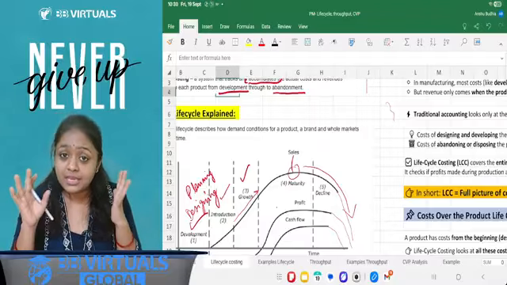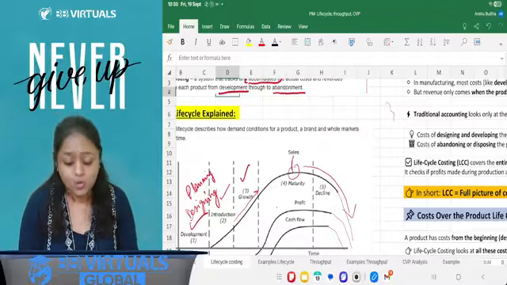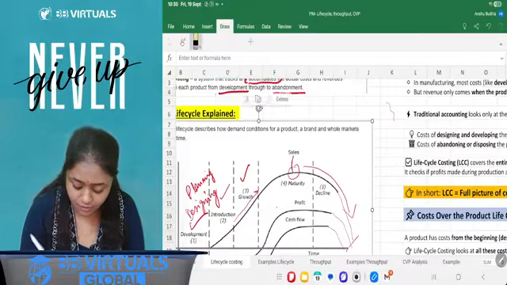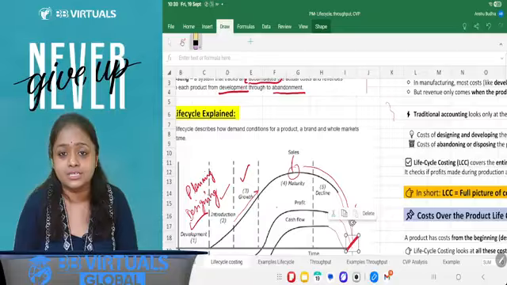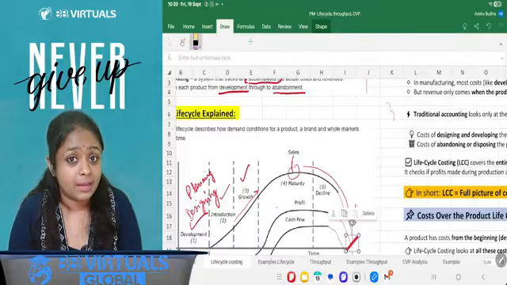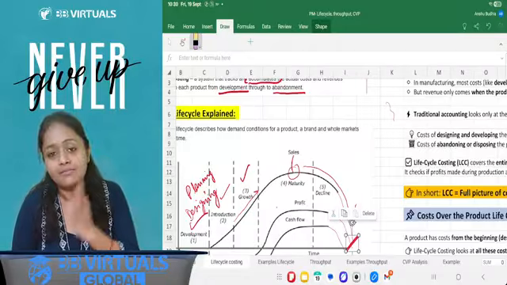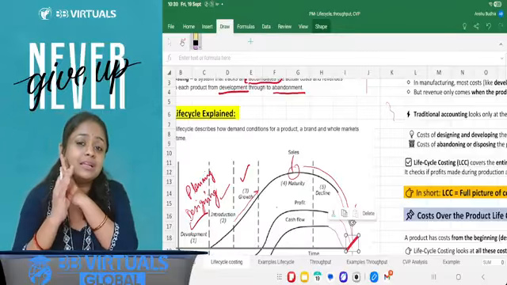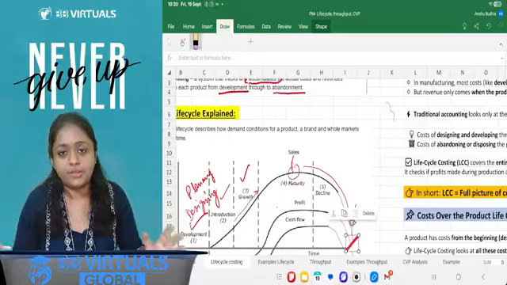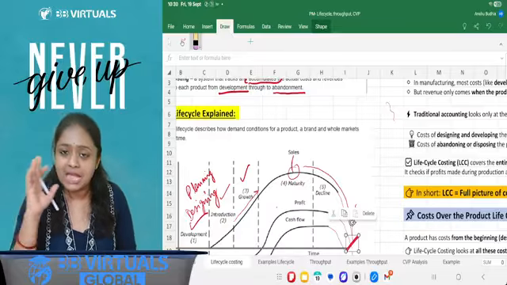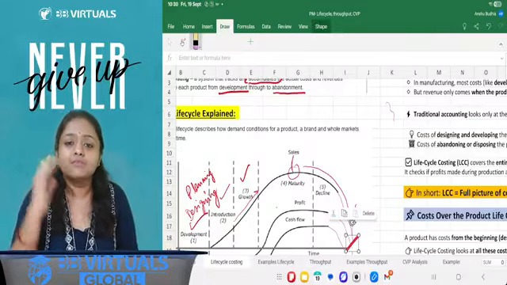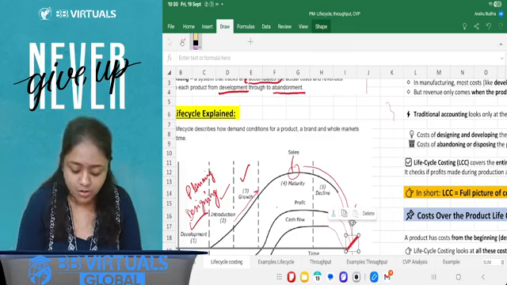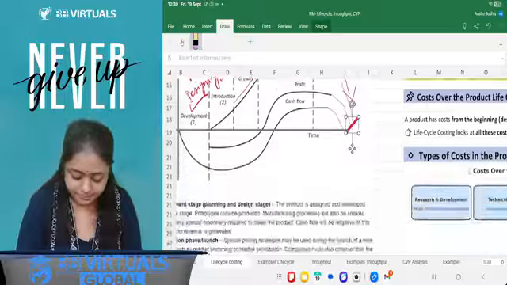Okay, so now we will take the costings which go on till the product is phased out of the market. Till the product is abandoned, we will take all the costs of the product and add them here. I will show you more details of the cost. We'll discuss examples also. So just focus right now.